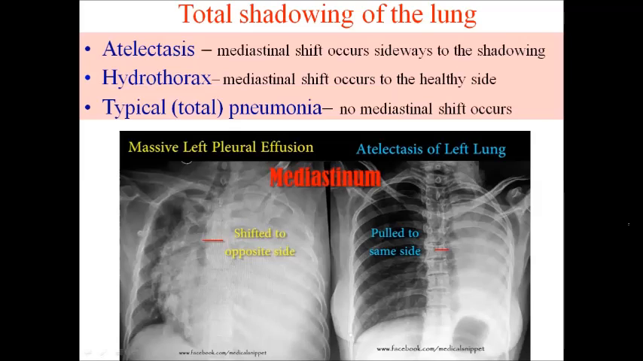And in this picture, you may see that in case of massive left pleural effusion, the mediastinum shadow is pushed to the healthy side, and on the contrary, in case of atelectasis of the whole lung, the shadow of the heart and great vessels is pulled to the same side, to the side of pathology.